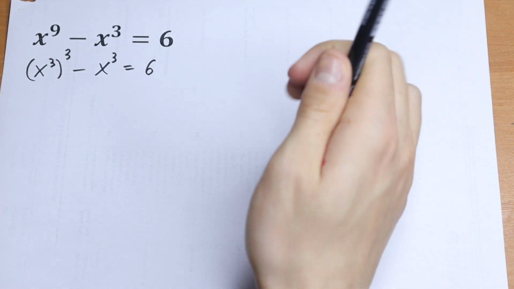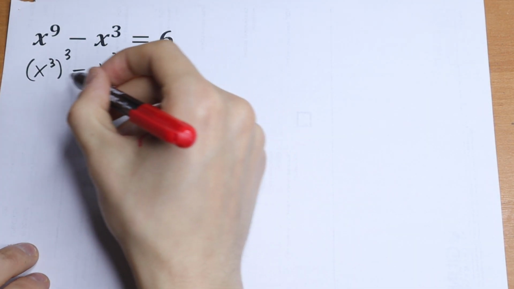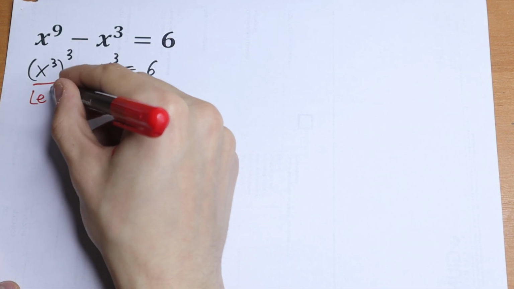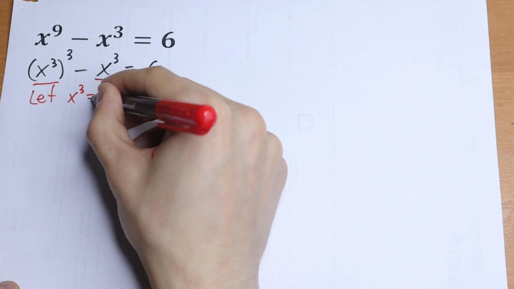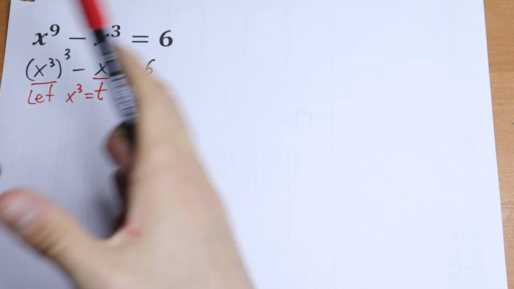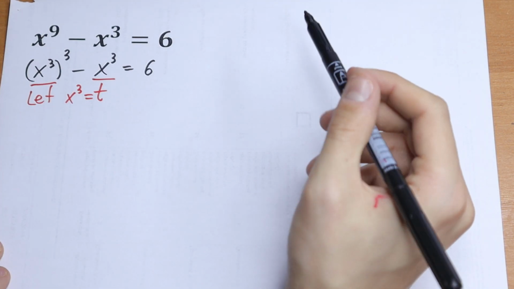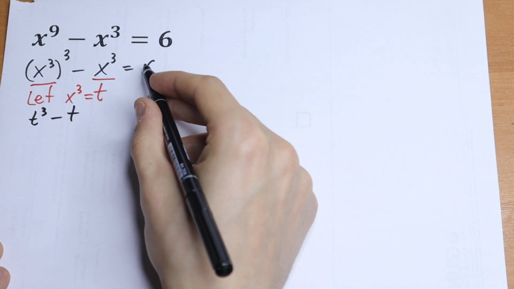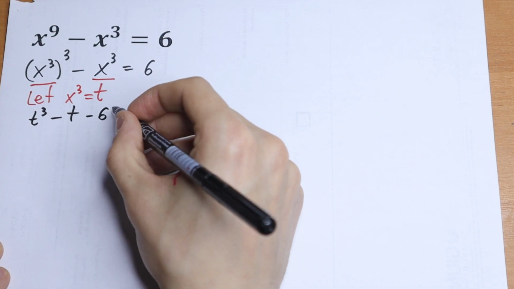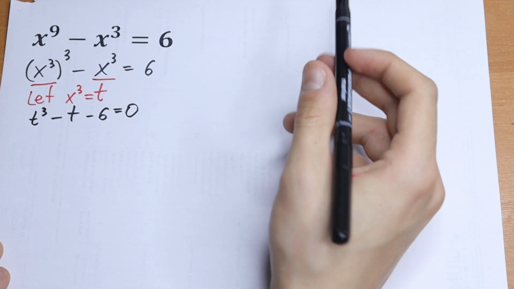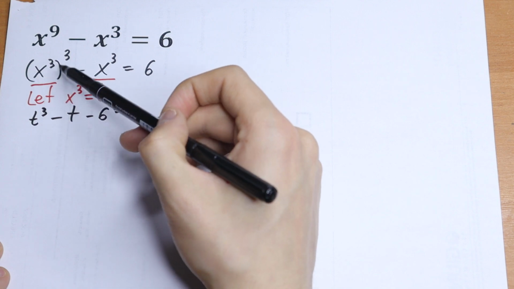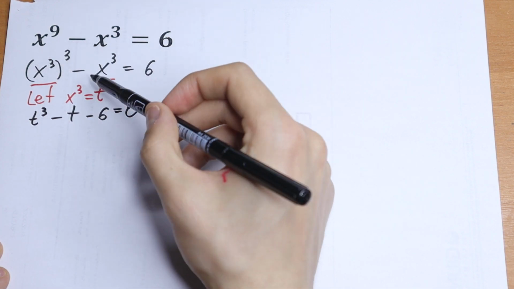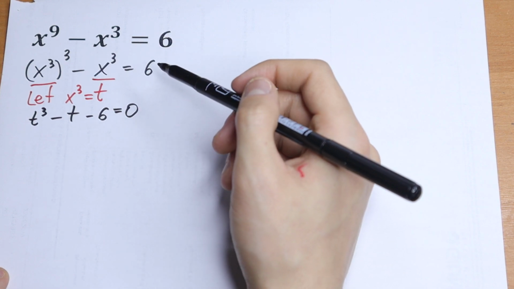Really good case, because we have x cubed and x cubed right here, and we can write a substitution. So let this x cubed, for example, equal t. And right now we'll have an interesting cubic equation: t cubed minus t, and I bring this 6 to the left, minus 6 equals 0. Nothing hard, just express x to the 9th power as x cubed to the cube power and use a substitution. So right here we'll have t cubed minus t minus 6 equals 0.